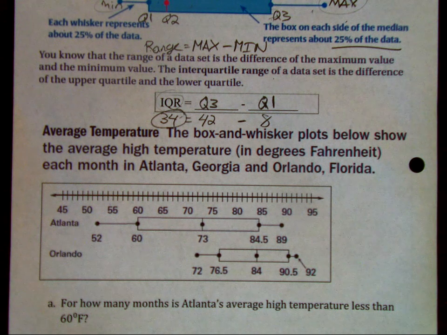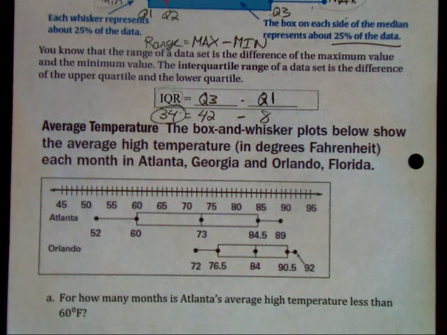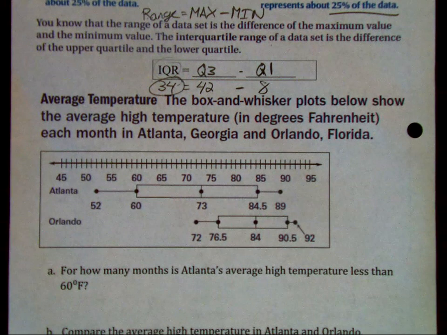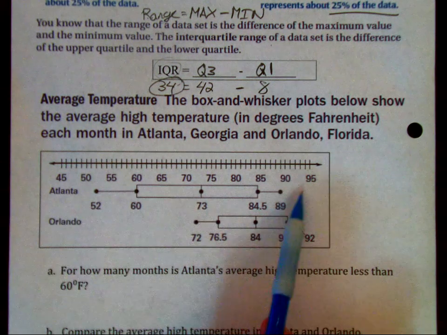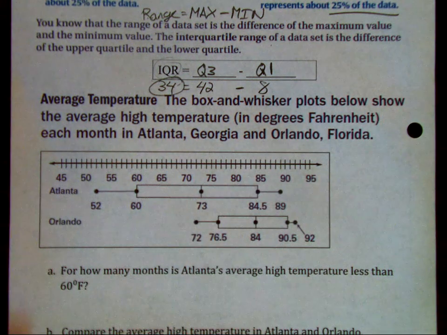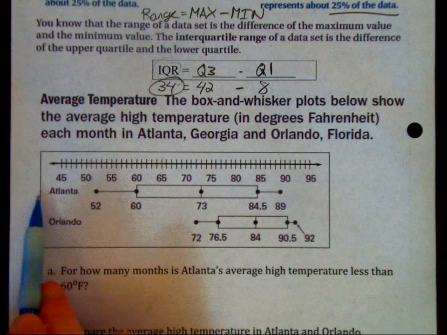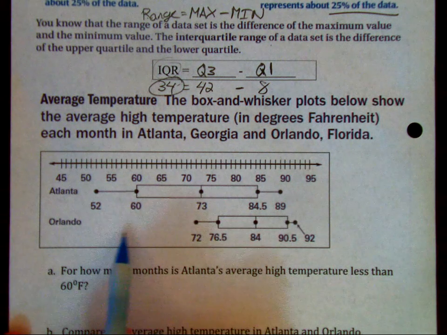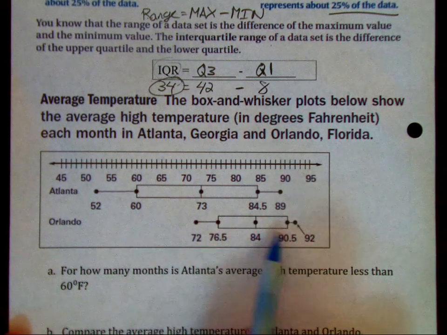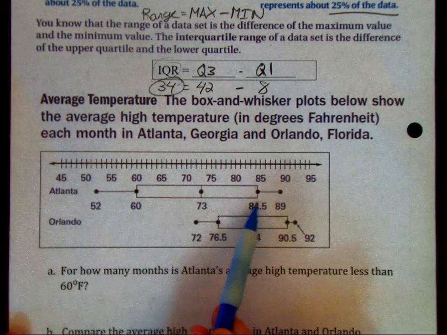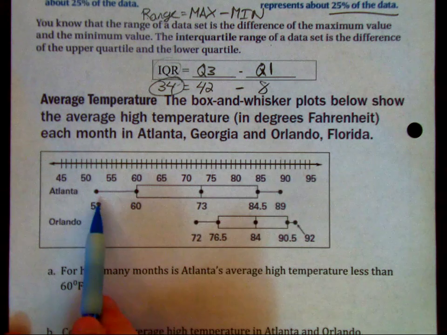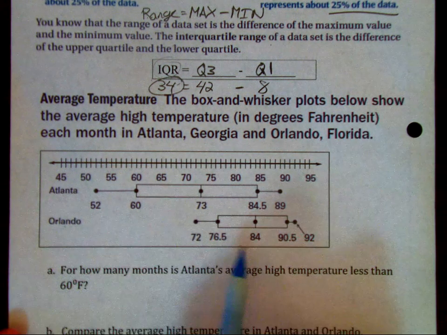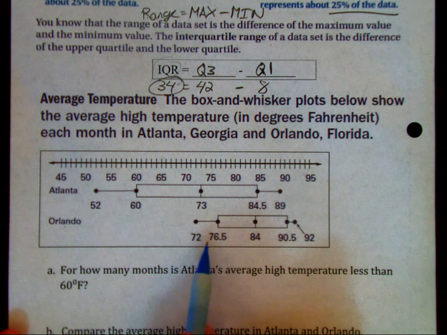So now it shows you, and you can see as well, you're comparing these box plots. Atlanta is the first box plot, and Orlando is the second box plot. That makes sense, because Atlanta's a little bit more north, so you're going to have some lower temperatures, where Orlando is closer to the equator, so it's normally a little bit warmer.